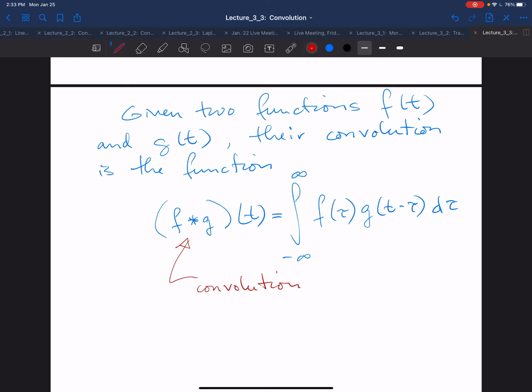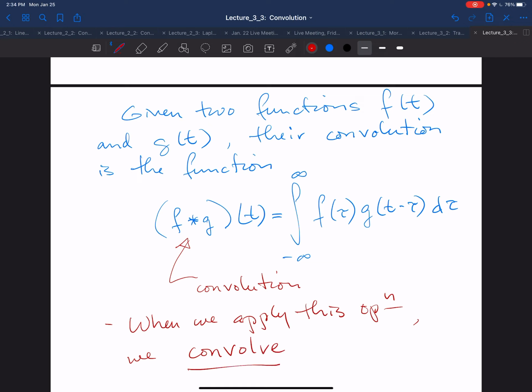A little bit of terminology. When we apply this operation to two functions, we don't say that we're convoluting them, we say that we're convolving them. So the verb is to convolve.